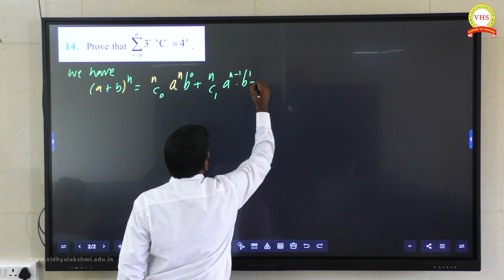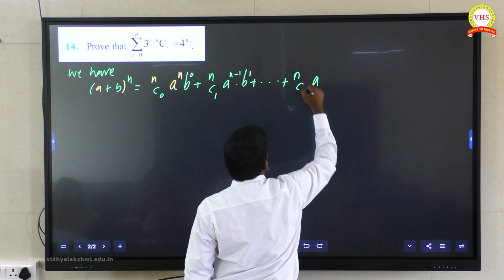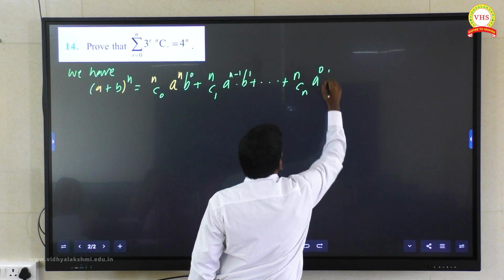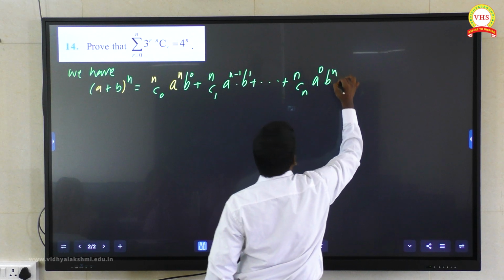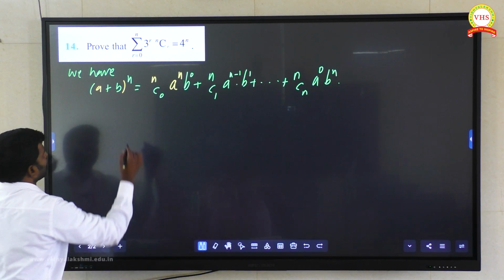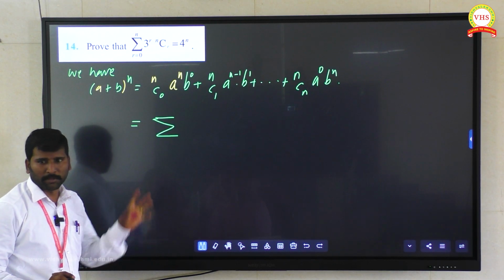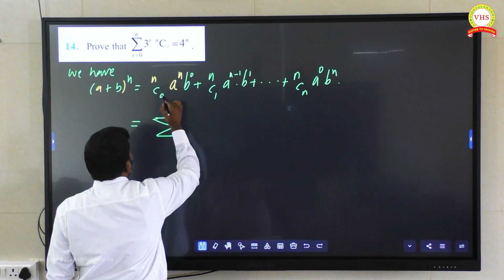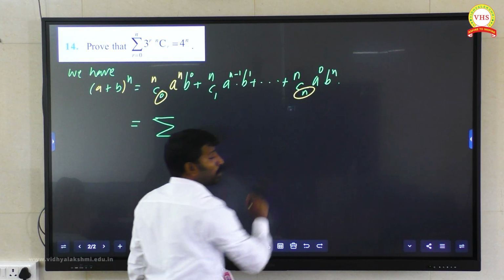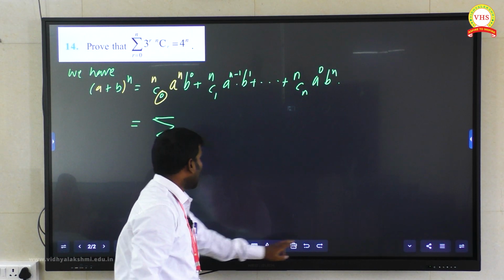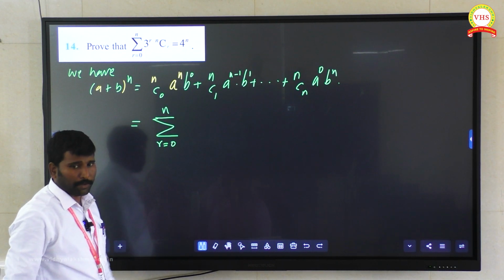It's going till nCn, A power 0, B power n, where R is n. Like that we are writing. This is in general we can write. Add means we can use the sigma symbol, summation. We are starting from 0 to n. See the R value, R value 0 to n we are going. So R equals 0 to n we are going to apply.